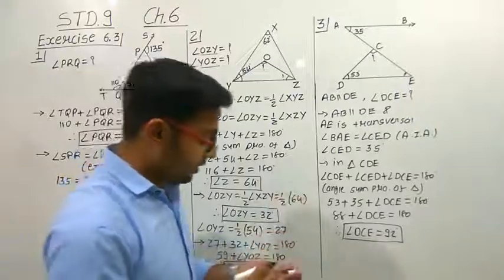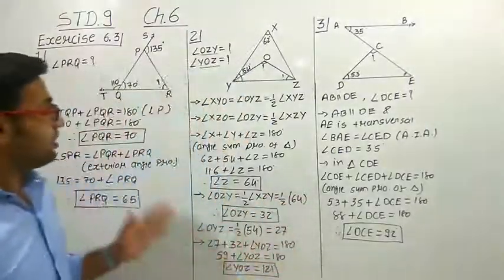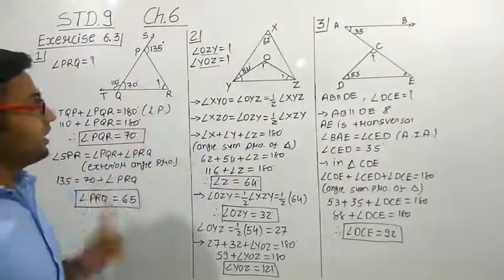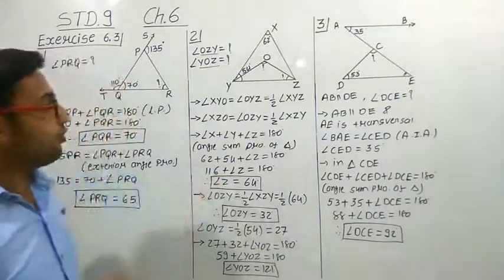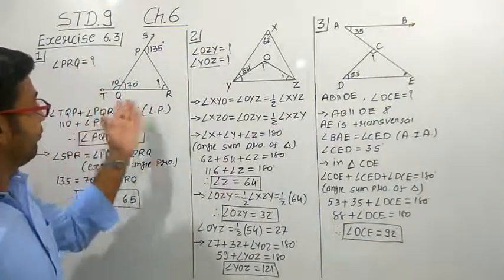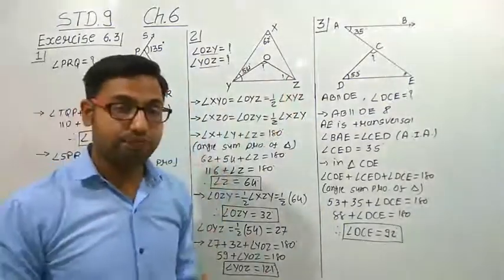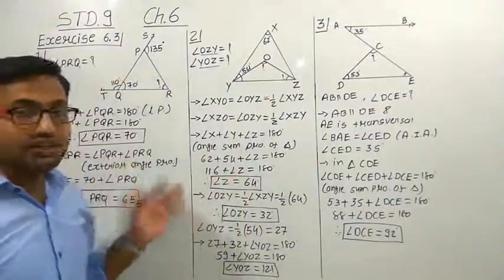Okay, so here using the angle sum property of the triangle and the alternate interior angle property, we can find the value of whatever we have to find out. Okay, so this is all about this lecture.